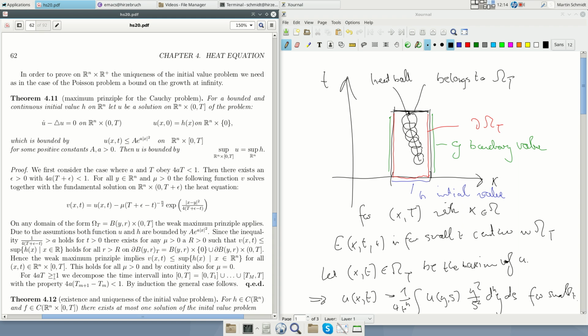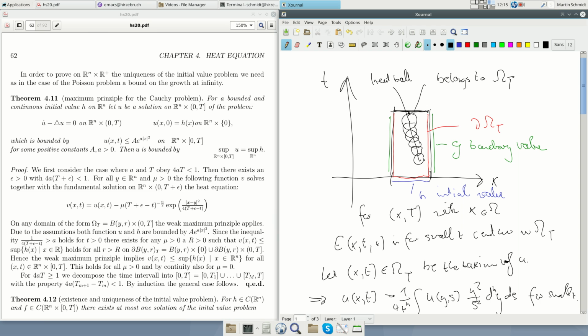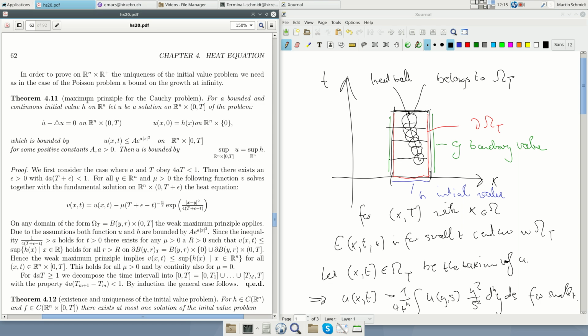Now, if this is larger or equal to 1, then we decompose this and we apply it inductively. We decompose this in small intervals which obey this property, and we first get this for the first interval, but this means as the initial value on the second time, now we have the same estimate and so on. And so inductively we again get this on the whole parabolic cylinder. So this proves the maximum principle for the Cauchy problem. So the essential new ingredient is this growth bound, which we have to assume.